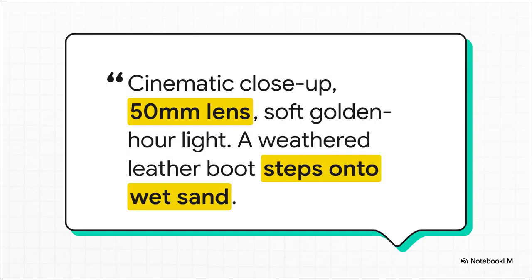So let's look at a real example. Here's a template for a classic cinematic shot. Notice how it combines all 4 of those building blocks we just talked about? You've got the camera, the lens, the lighting, and a super clear subject and action. You can literally use this as a recipe for your own stuff.